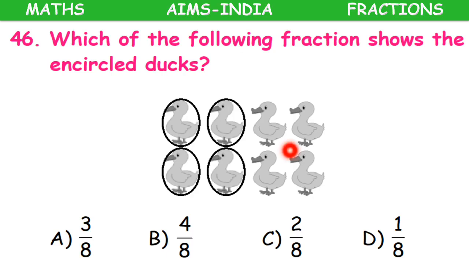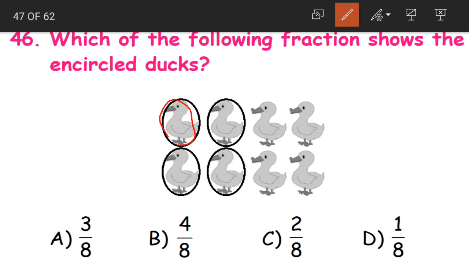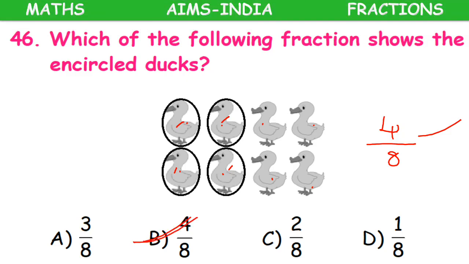Next, which of the following fractions shows the encircled ducks? Now encircled means what? The ducks which are inside the circle. Yes, children. To find that, first let us count the number of encircled ducks. 1, 2, 3, 4. So 4 becomes our numerator, divided by the total number of ducks, children. 1, 2, 3, 4, 5, 6, 7, 8. So 8 becomes our denominator. 4 by 8 is our correct answer. That is option B. Understood?